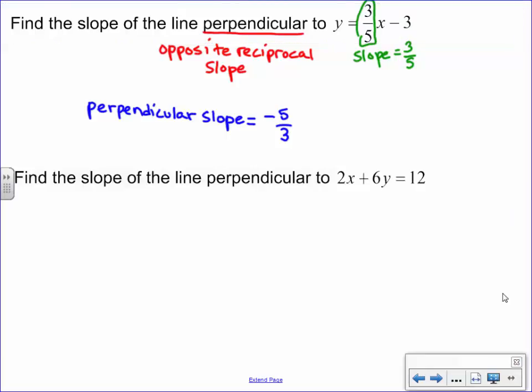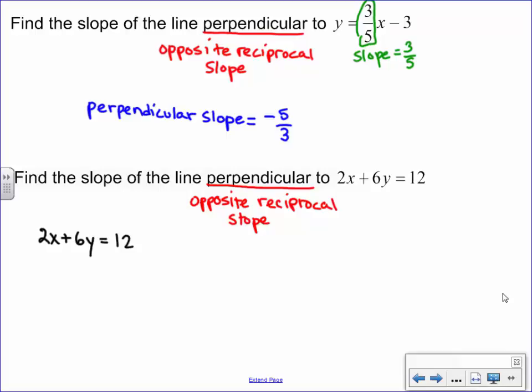Okay, let's try another one. Find the slope of the line perpendicular to 2x plus 6y equals 12. Remember, when we're talking about perpendicular, just like I keep saying, we're looking for opposite reciprocal slope. So we need to find the slope of this line. Since this line is in standard form, we can't just read the slope off the equation. So we need to change this equation into something where we can read the slope. So I'm going to solve this equation for y.